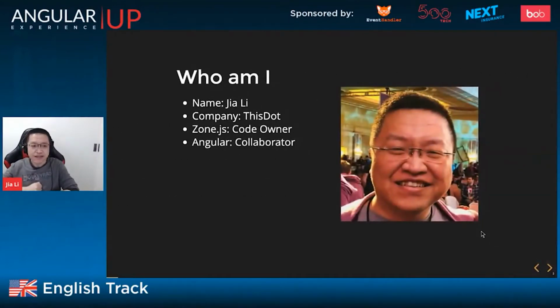So my name is Jia Li, and I'm a software engineer from This Dot. If you're using Angular, you may have heard of Zone.js. I have been contributing to Zone.js for about 4 years. Now I'm the co-owner of the Zone.js library and also a collaborator of Angular.